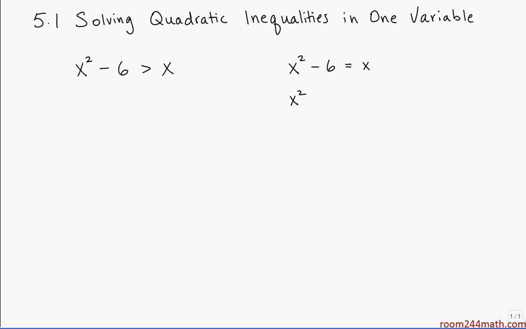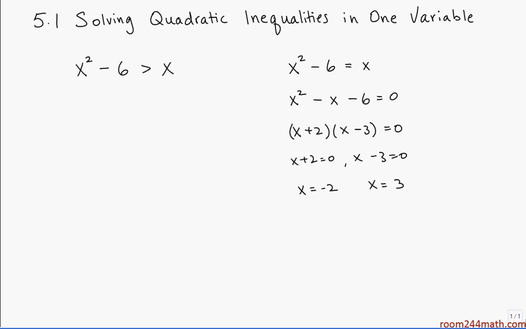I'd bring everything over to the left-hand side as always, and then if I can factor it, I try to factor it. If I can't, I use the quadratic formula, or perhaps quad on my calculator, or I might even graph it. So now I factor this as (x + 2)(x - 3), and that means that x + 2 = 0 or x - 3 = 0. If x + 2 = 0, that means x = -2. And if x - 3 = 0, that means x = 3. So these are called the critical values.